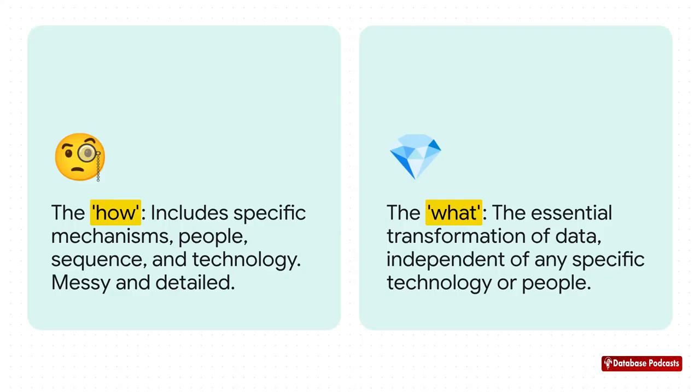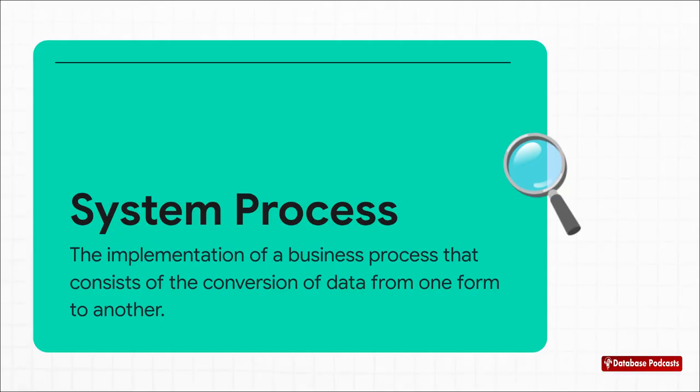We start by making a really critical distinction. On one side, you've got the business process. This is the how. It's the nitty-gritty of how things get done right now. The people involved, the paper forms they fill out, the specific software they use, it's the whole shebang. But on the other side, we have the system process, and this is the pure what. It strips away all those physical details to focus only on the essential data transformation. It's the underlying logic, and it doesn't care if it's done by a person, a supercomputer, or an app on a phone.